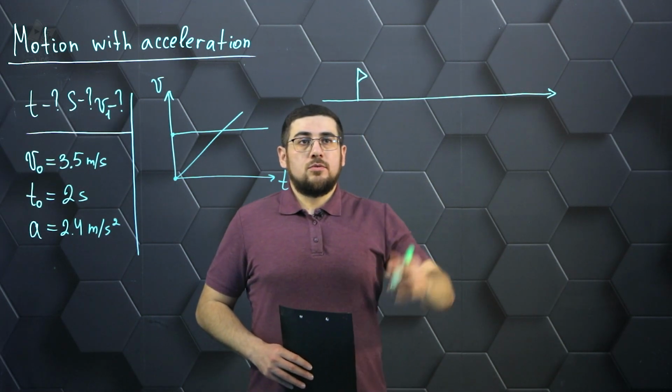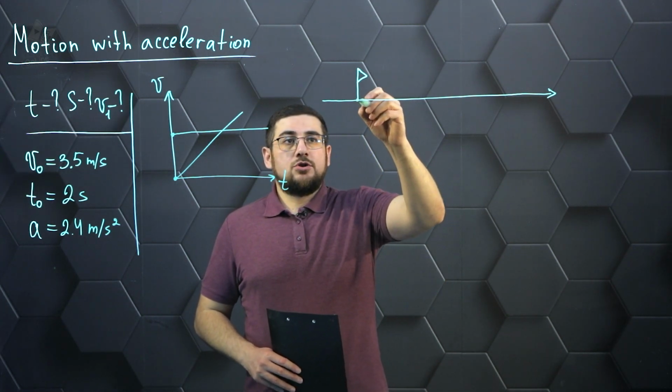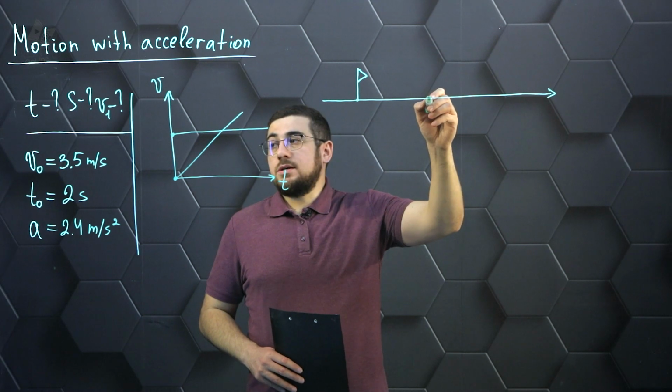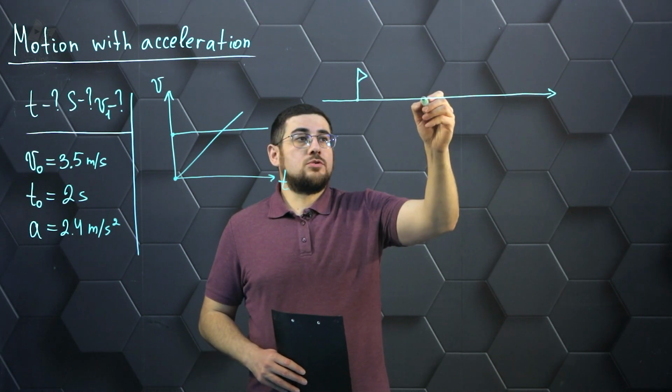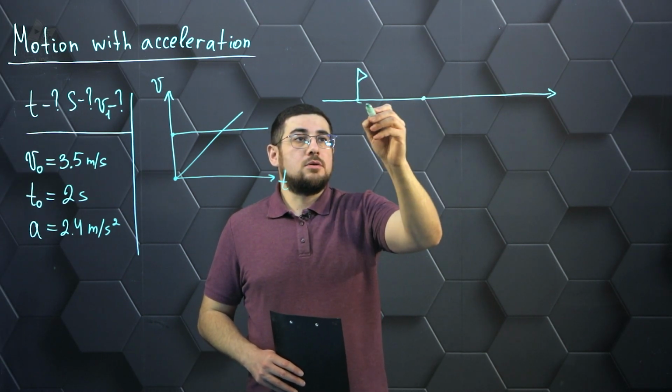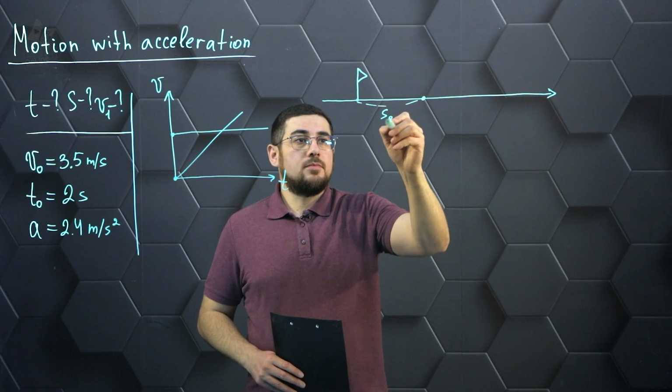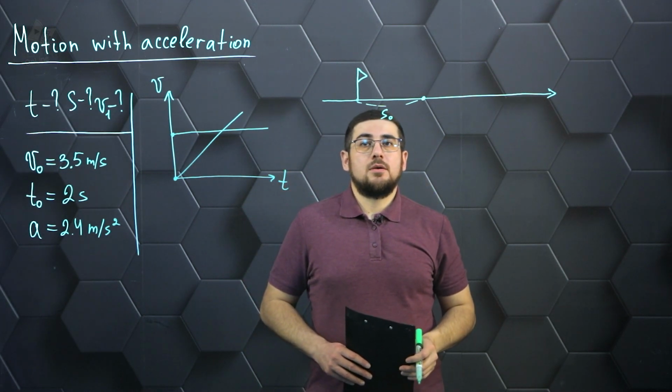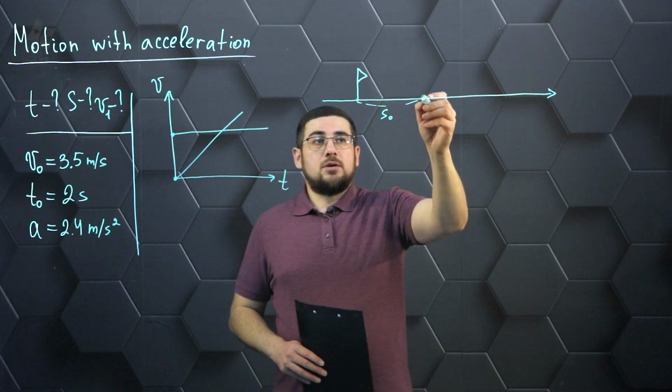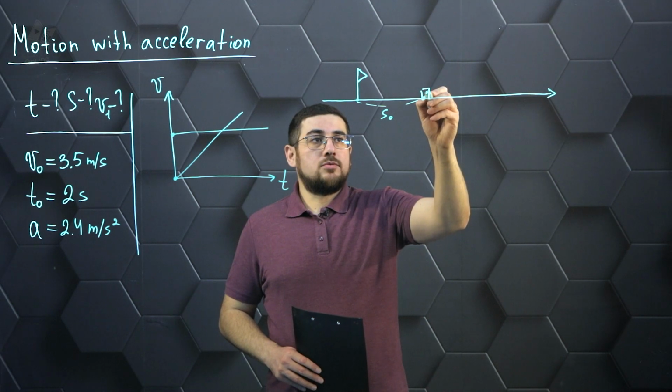His friend walks past him, managing to cover a distance s0 in just 2 seconds. He maintains a speed of 3.5 meters per second. Denote this distance as such. And at this moment of time, this friend is moving at his speed v0.